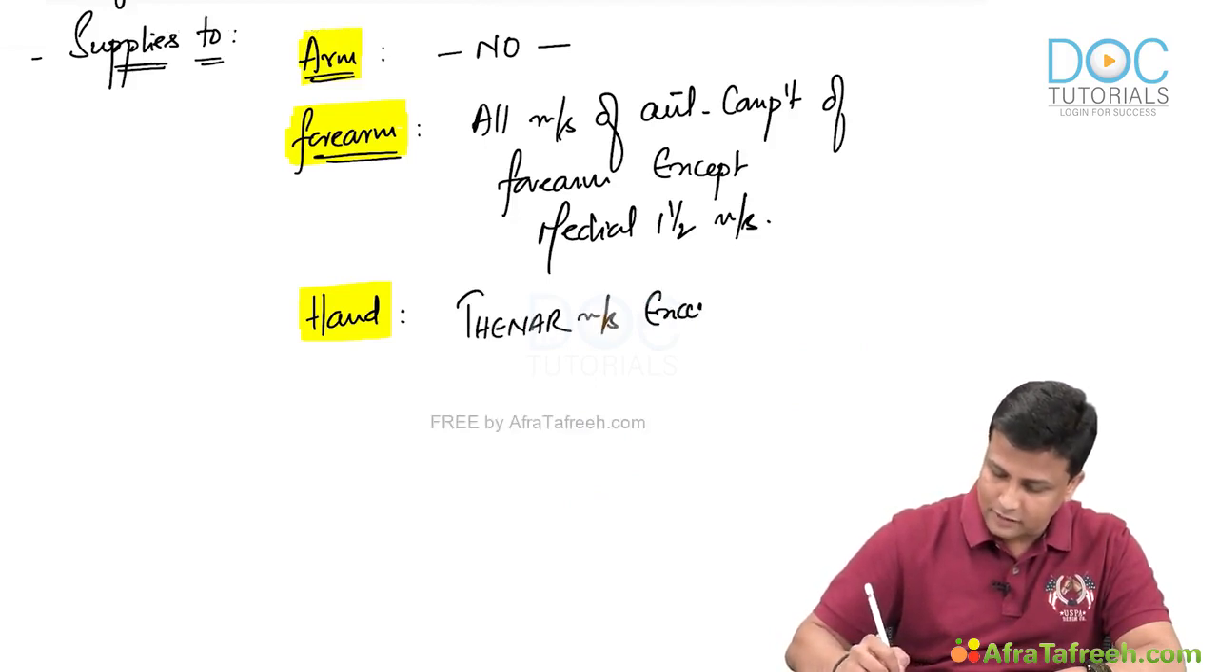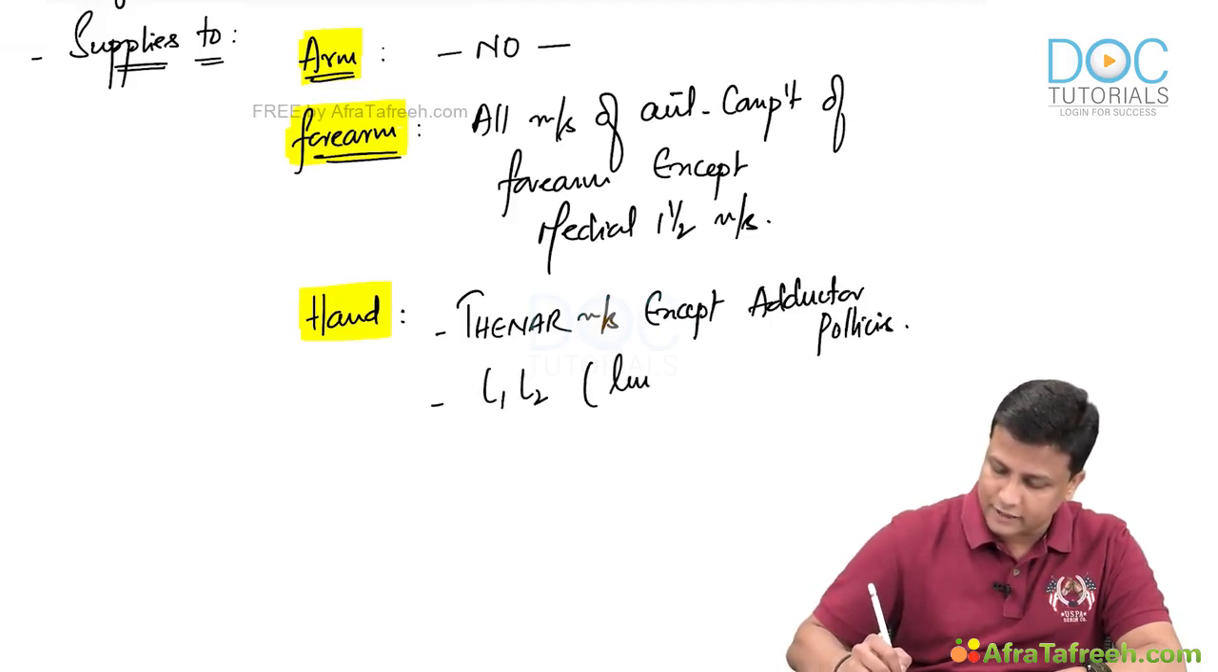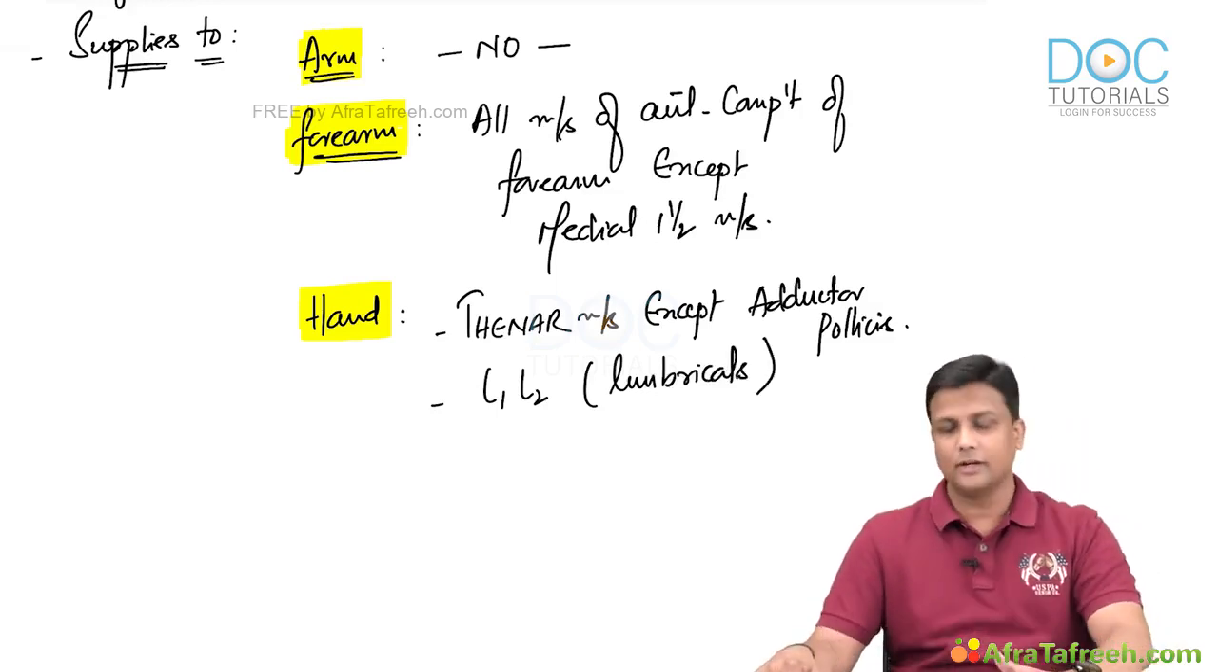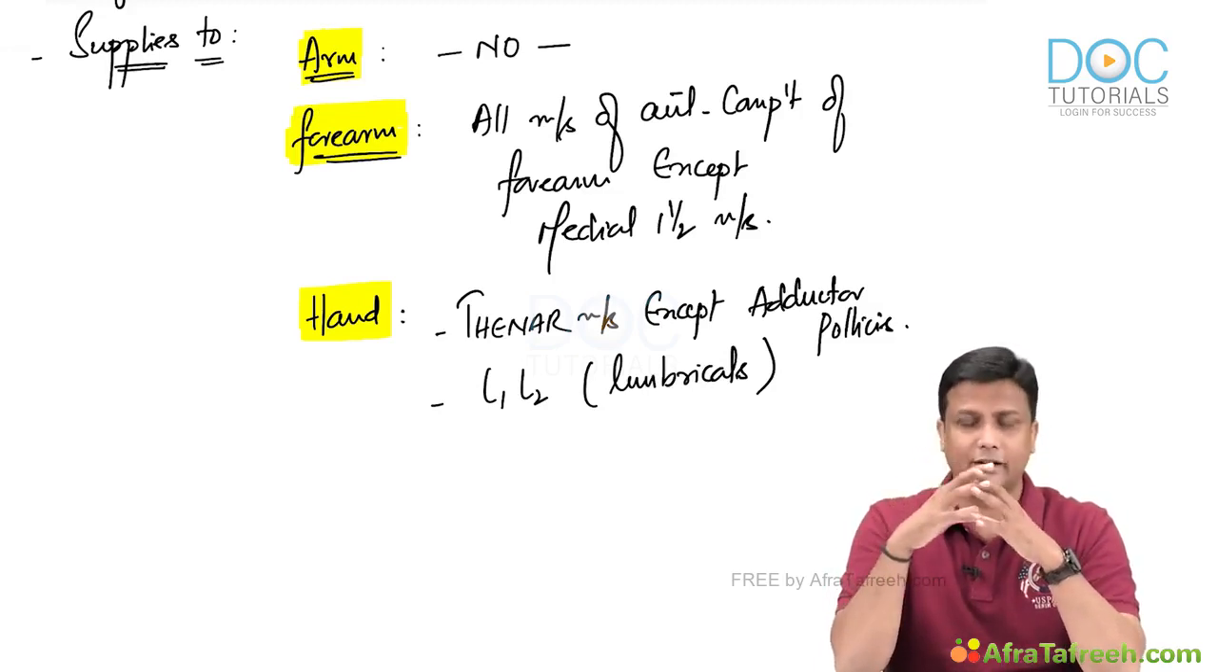Thenar muscles except adductor pollicis. And number 2, it will be supplying the lumbrical number 1 and lumbrical number 2, the first and second lumbricals here. Wow, it makes things easier right now to learn the supply of this median nerve in an easy manner, guys.